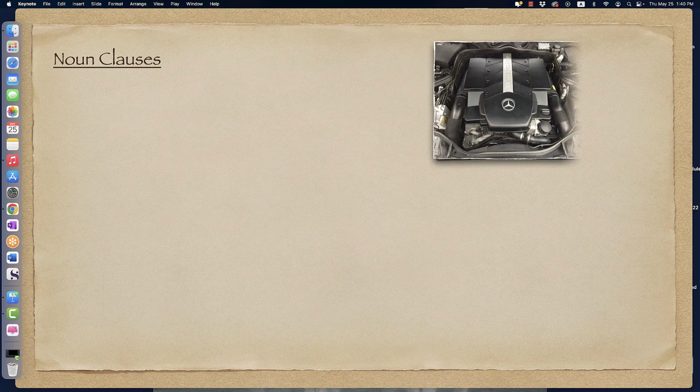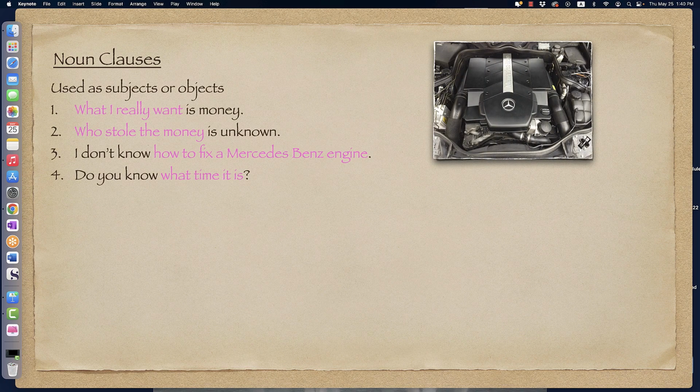We also have noun clauses. And noun clauses act as subjects or objects. So look at 1 through 4. It says, "What I really want is money." Well, in this case, I really want something. So "what I really want" has a subject and a verb. Okay, "want" is your verb. "Is" is the main verb of the entire independent thought or complex thought. And money, of course, is the object. So "what I really want" altogether acts as the subject of the sentence.